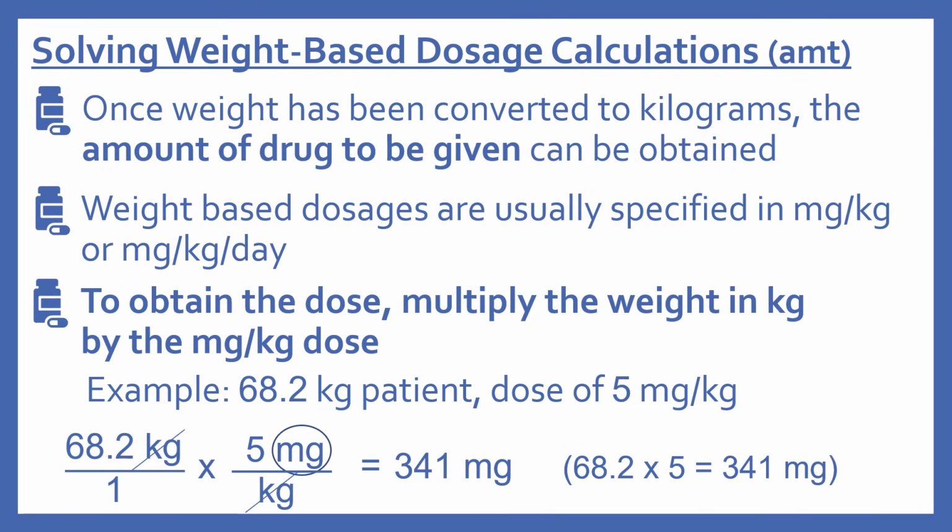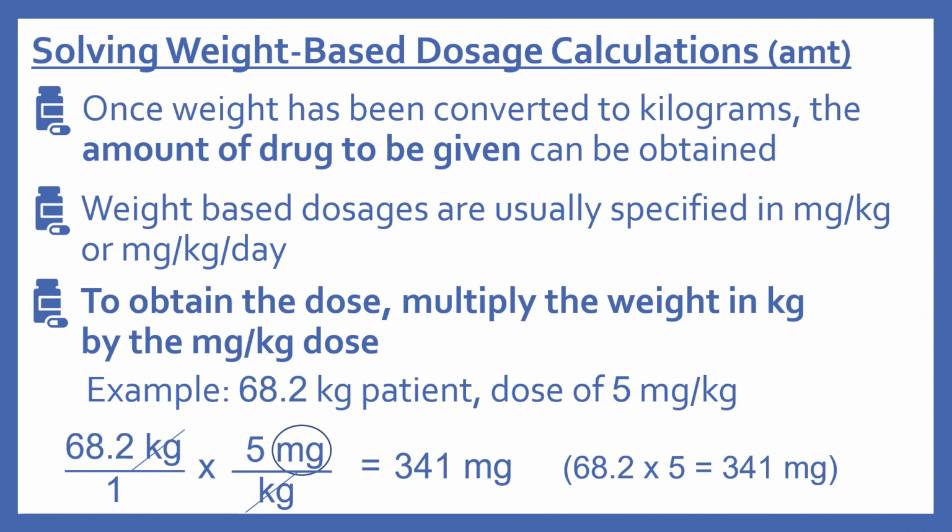So once the weight has been converted to kilograms, the amount of drug to be given can be obtained. And as I said, weight-based dosages are usually specified in milligrams per kilogram or milligrams per kilogram per day. So to obtain the dose, you can simply multiply the weight in kilograms by the milligram per kilogram dose. So if you have a 68.2 kilogram patient and a dose of 5 milligrams per kilogram, we can just multiply 68.2 times 5. That will give us our milligram dose.